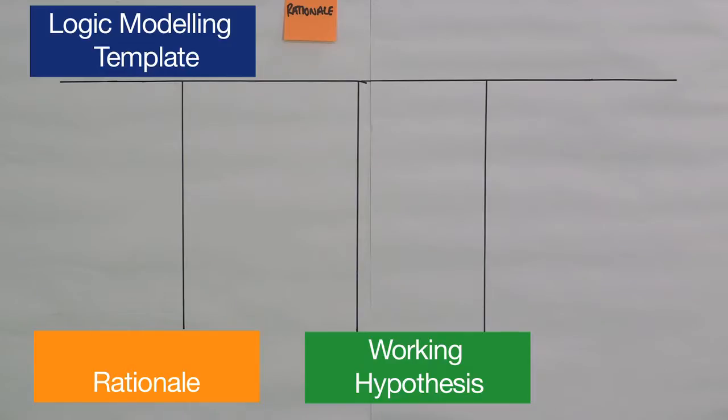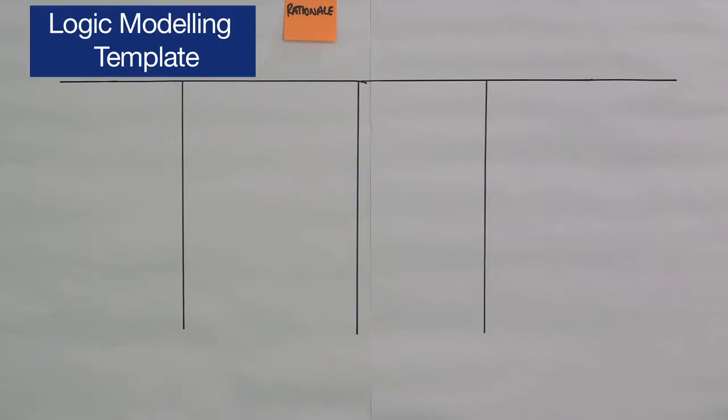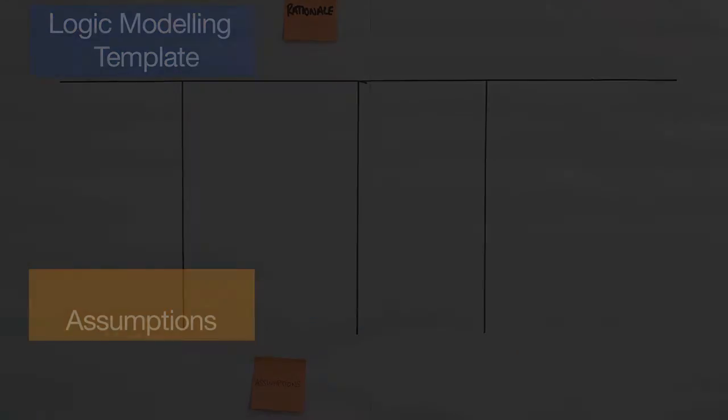Some logic models also have assumptions, and again you can include these at the bottom of the model, because this is where you can explain these things will happen as long as certain conditions are in place, such as the investment is going to continue, or leadership will be fairly consistent, or anything else about the external environment that could influence the project.